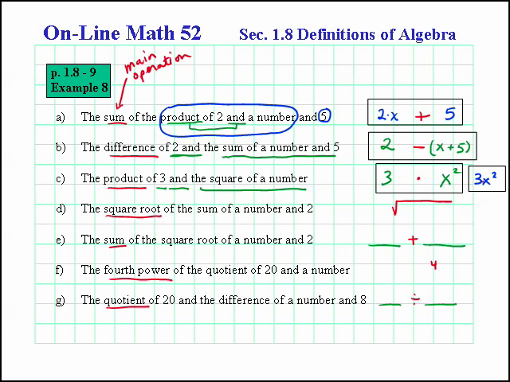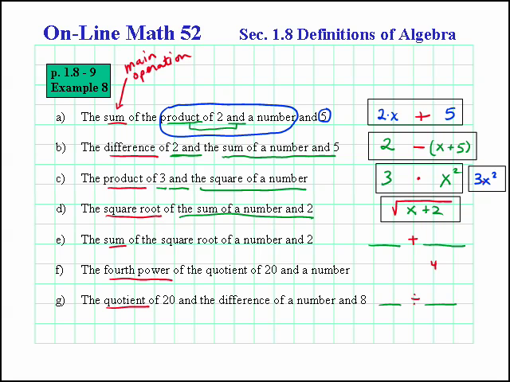Okay. Now remember, this time the square root is the main operation. So square root's a grouping symbol, and since it's the main operation, that means that the first operation must be done inside the grouping symbol. So we're going to put the rest of this phrase, and there's no and directly for square root. There's just the sum of a number and 2. The sum of a number and 2, x plus 2, fits inside the square root. So there's the answer for that one.